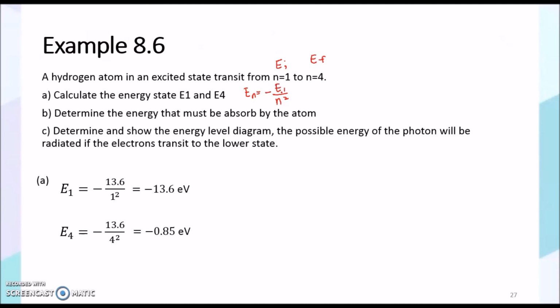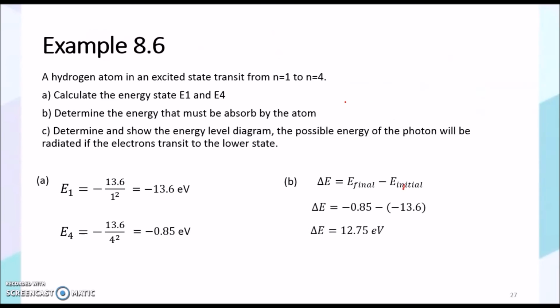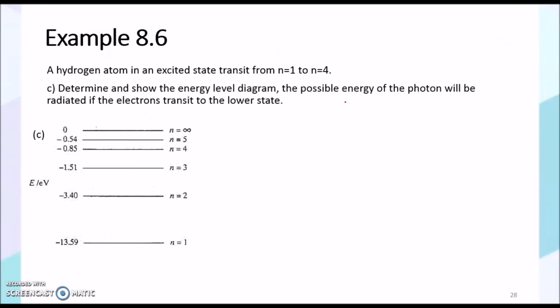Question B, determine the energy that must be absorbed by the atom. This refers to the change of energy. So energy final minus energy initial, substitute the values, then you will get 12.75 electron volt. The answer is positive because energy is absorbed by the atom. Question C. Determine and show the energy level diagram. The possible energy of the photon will be radiated if the electron transits to the lower state.